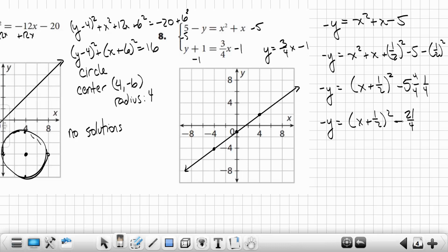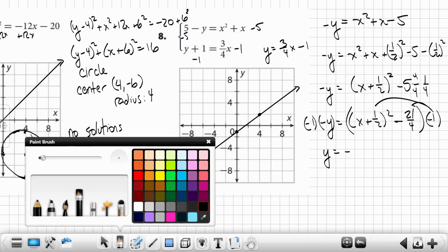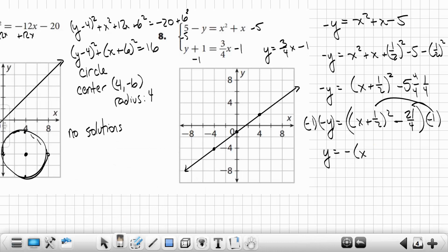Multiply both sides by negative 1. It's just going to change the sign on everything, because this is going to distribute. So I have y is equal to negative x plus 1/2 squared minus 21 over 4. So actually, you know what? Let me turn these into decimals, because we're graphing. We're going to have x plus 0.5, and then 21 over 4 is 5.25. So our vertex is at negative 0.5, negative 5.25.